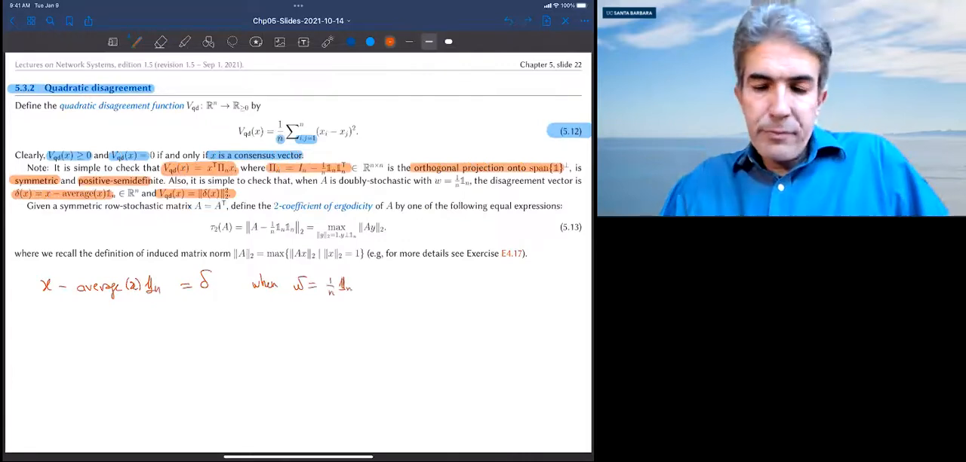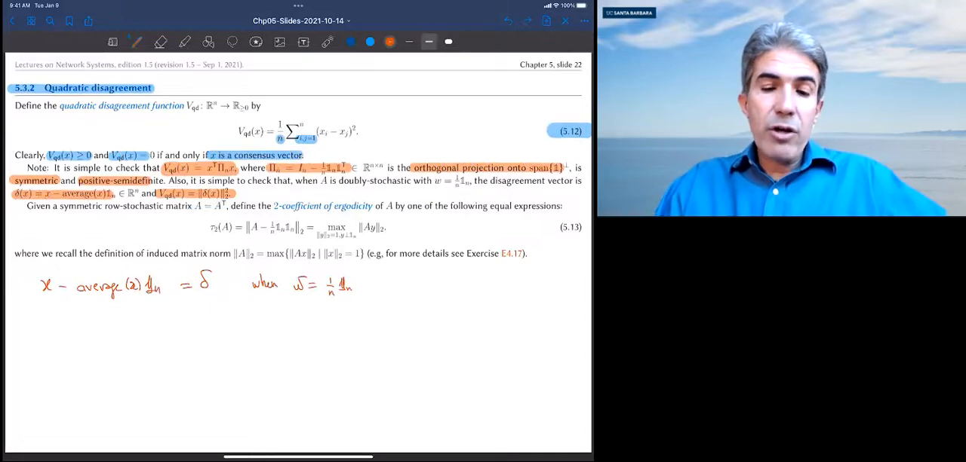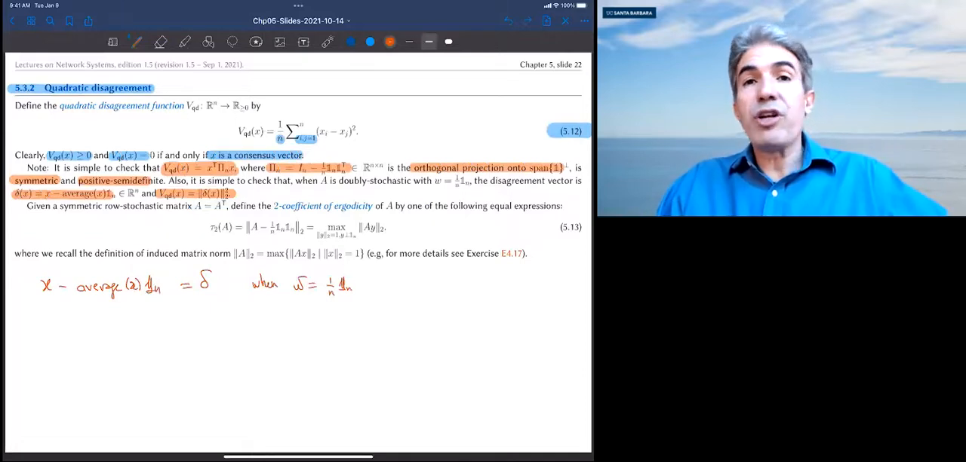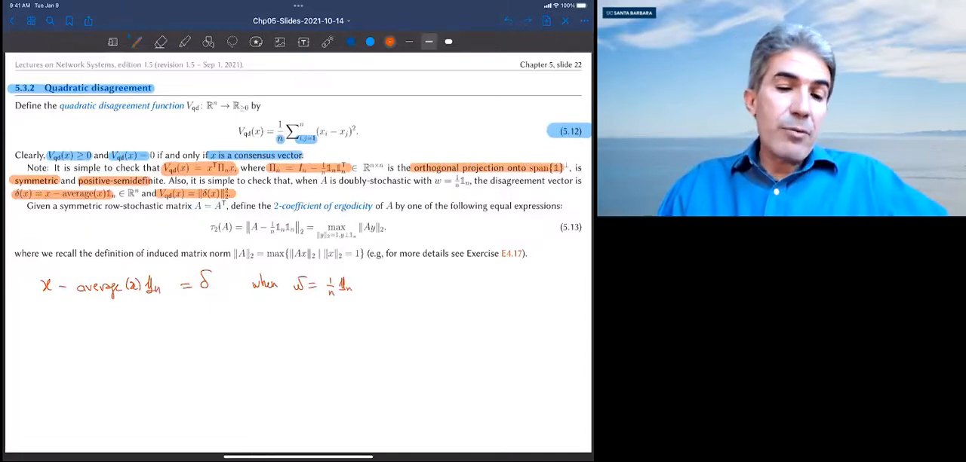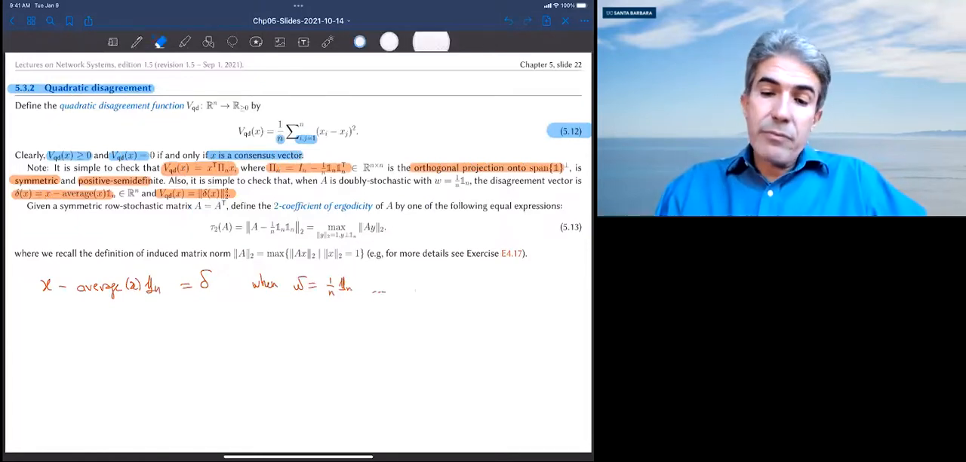All right. So this is, in some sense, the same quadratic cost function as in the previous slide. However, here I'm using a very specific w. It's the w that gives me the exact average. And remember, this is really corresponding intuitively to the case where A must be doubly stochastic.